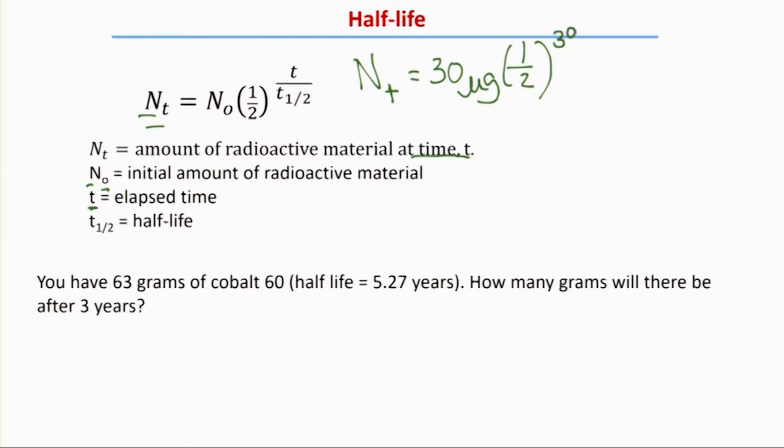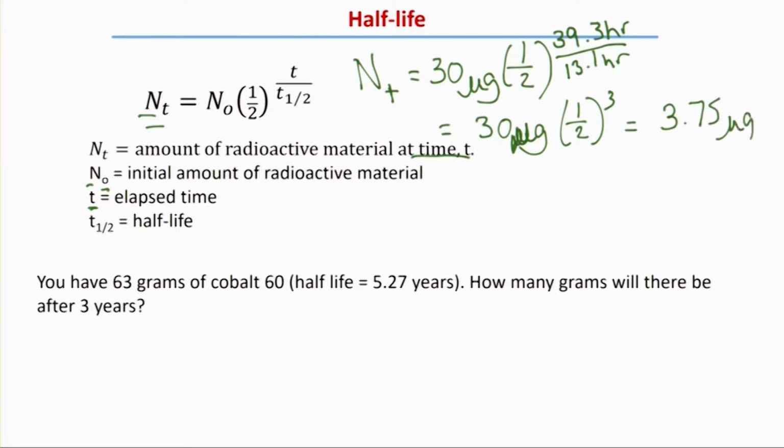39.3 hours is the total time that we were asked about, and the half-life, T 1/2, for this specific isotope is 13.1 hours. So this is the same as taking our 30 micrograms times 1/2 raised to the 3rd, because we figured out there are 3 half-lives. Once you actually calculate that, you get 3.75 micrograms. And this might be easier to actually use this equation. This would be given to you. You wouldn't have to memorize this. You should just know how to use it.